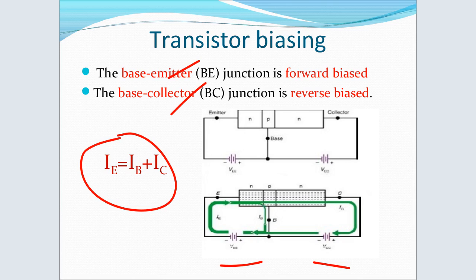So what is the importance of this type of biasing? Why do we need this BE to be in a forward biased connection? The emitter is the one that is heavily doped, so there are so many electrons in that particular region. So we are interested in pushing the electrons through the base to the collector region. And that is why we are reverse biasing the C region.